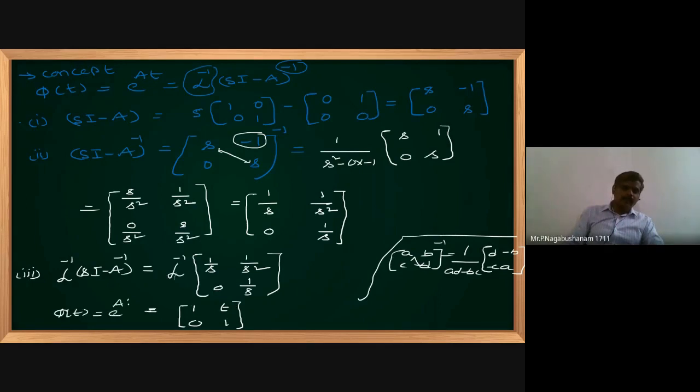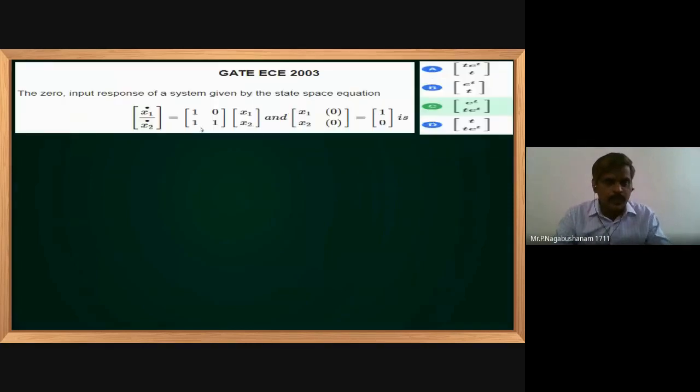It will take time if you want to follow the procedure. If you want to avoid all this procedure, we can use only two properties. You have to use only two properties.